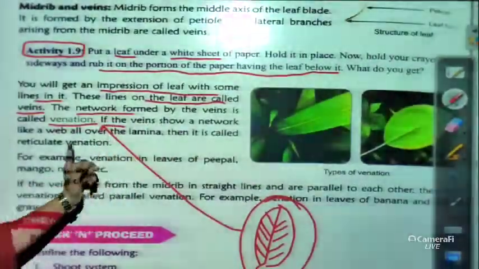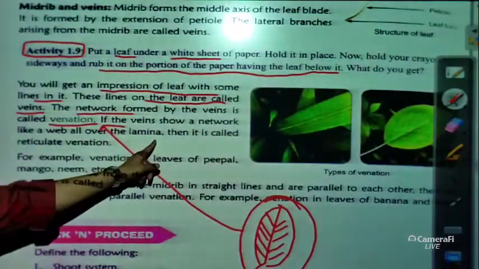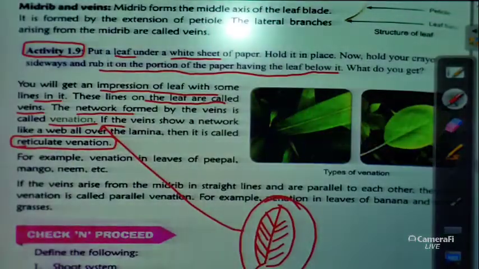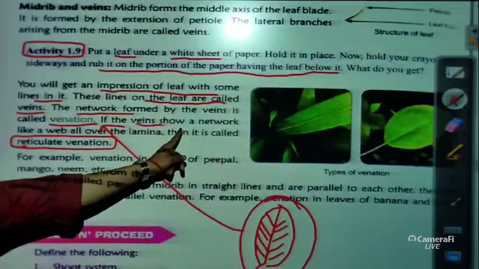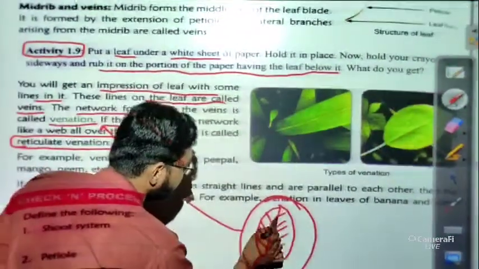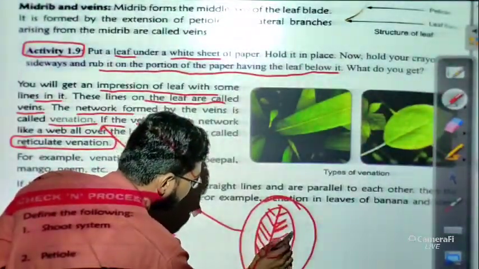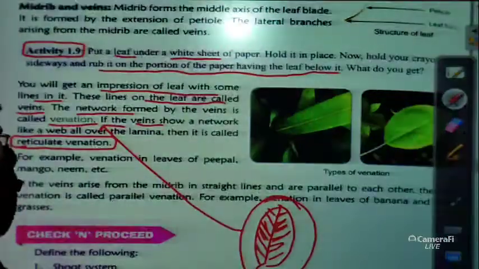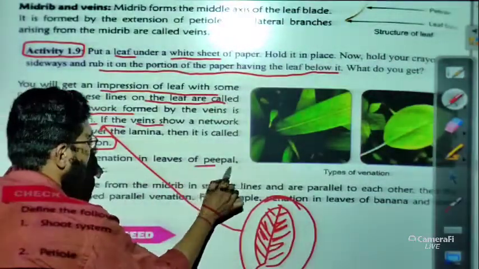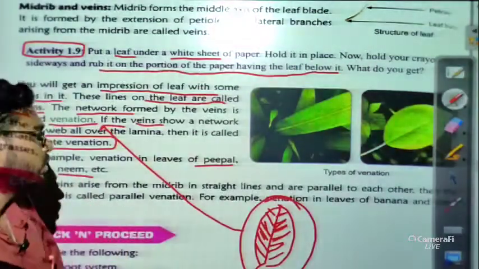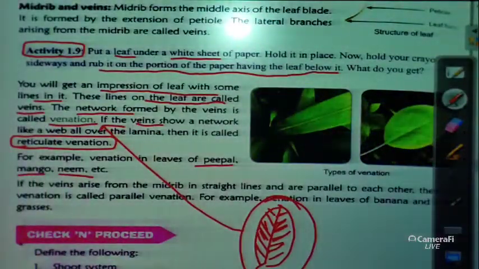If the veins show a network like a web all over the lamina, then it is called reticulate venation. Very important term, one of the most important terms of the chapter. That reticulate venation means what? If the veins show a network like a web all over the lamina, you can see here, so this type of structure we call reticulate venation, okay. For example, venation in leaves of peepal, mango, neem, okay. Only two examples you need to remember, okay.